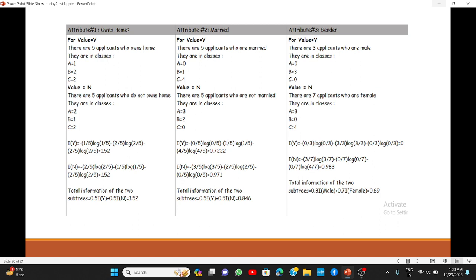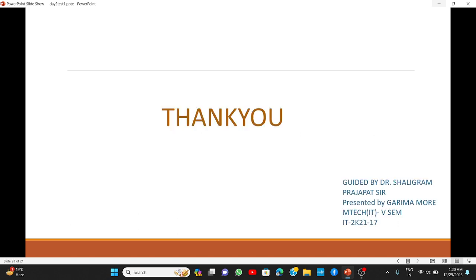Similarly, for the married attribute, the total information of the two subtrees is 0.846, and for gender, the total information of the two subtrees is 0.69. Thank you.